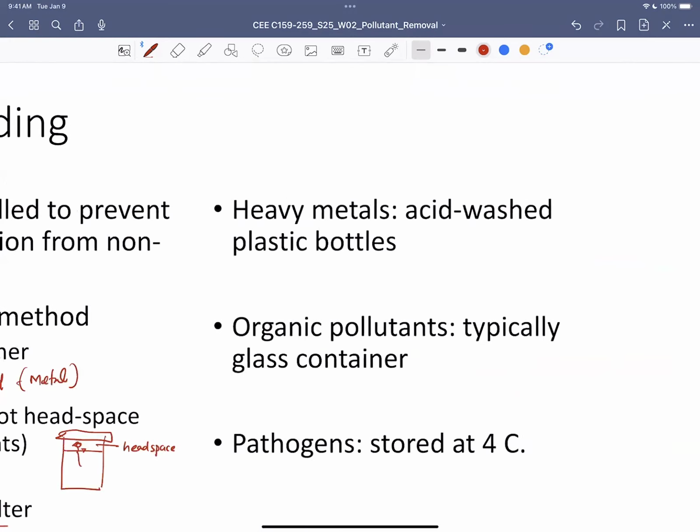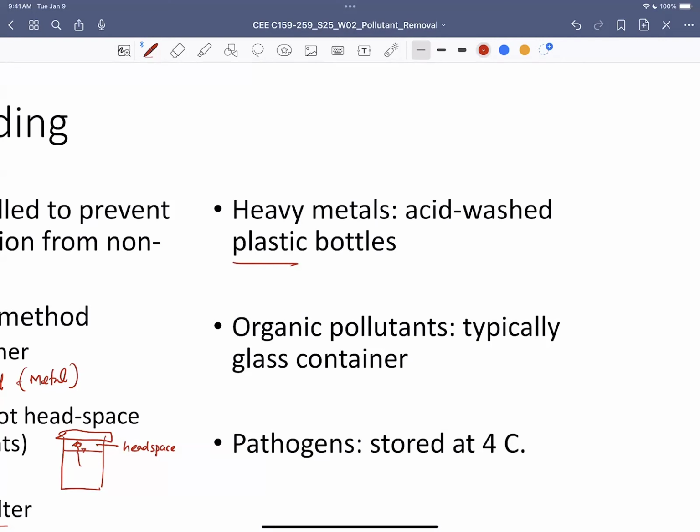So these are the conditions you should use for heavy metals. Most of the time you use acid-washed plastic bottles. The reason you use plastic is because plastic itself does not bind with metals, or it may bind, but at least it doesn't dissolve. It doesn't have any residual metals as long as you clean it properly and acid wash it. But if you do the same thing for a glass container, sometimes glass has impurities, it may have some metals. That's why for heavy metals, most of the time you use plastic bottles.